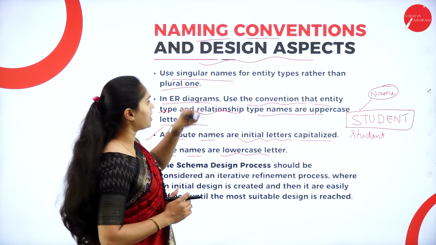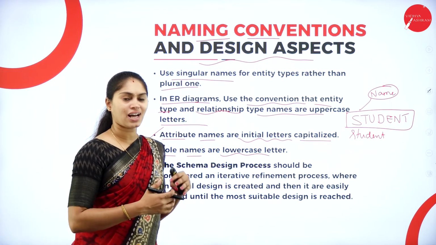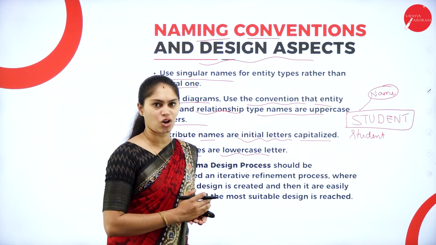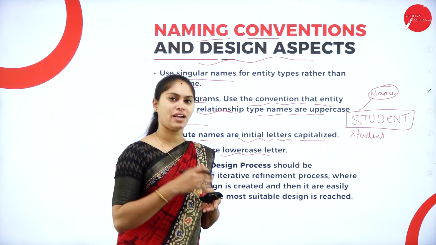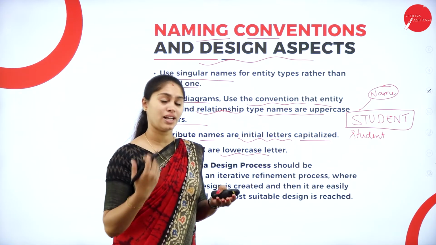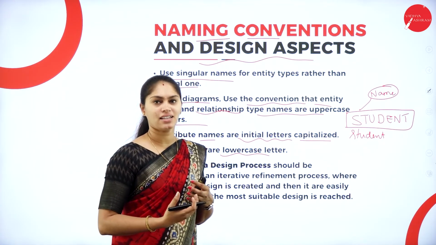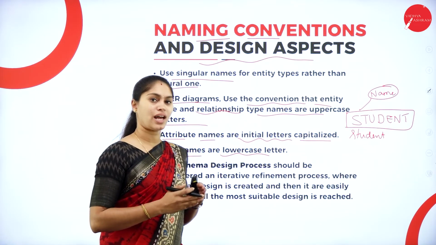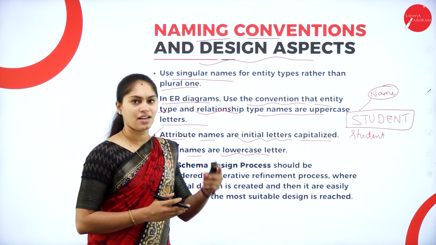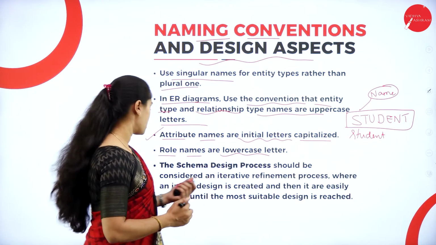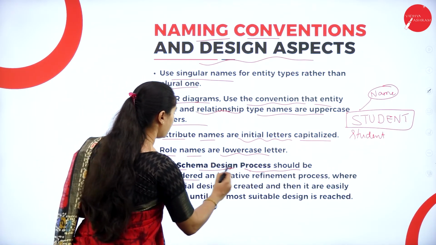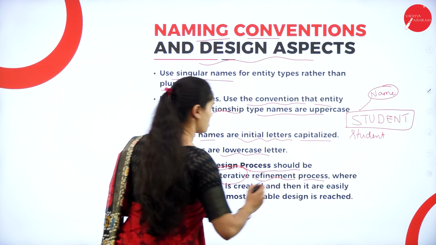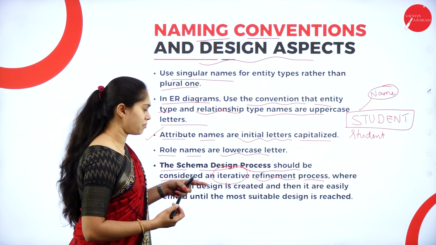Then when it comes to the design aspects, I can't design everything in a single shot. Instead of that, it needs to be iterative. For example, if I wanted to add any entity, or if I wanted to delete an existing entity, at that time it must be dynamic. That means it must be iterative. It has to be a loop. So the schema design process should be considered as an iterative refinement process. Why is it an iterative refinement process?